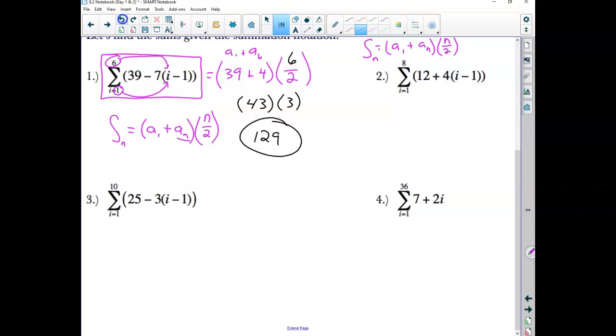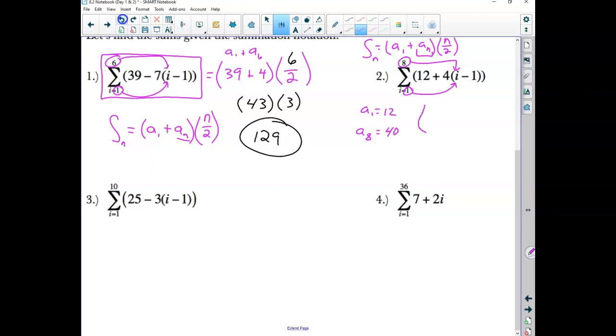So we're going to say, I need my a sub 1 term. My a sub 1 is going to get my bottom limit in there, and I'm going to say 1 minus 1 is 0, times 4 is 0, so my first term is 12, okay? I need my last term here. I find the last term by taking that top number into my function, and that's going to be a sub 8 equals, 8 minus 1, that's 7, times 4 is 28, plus 12 gives me 40.